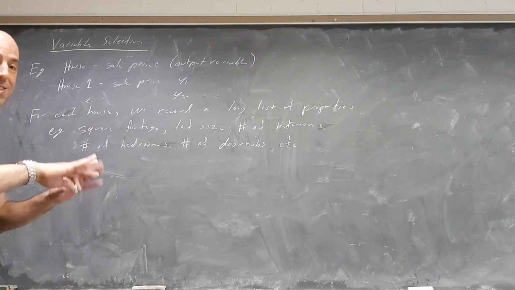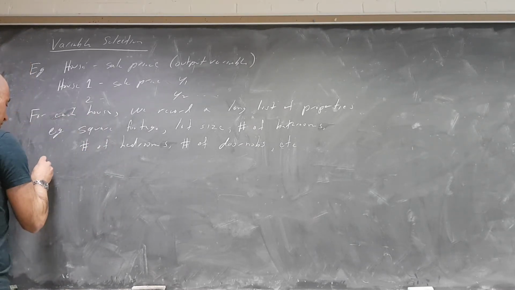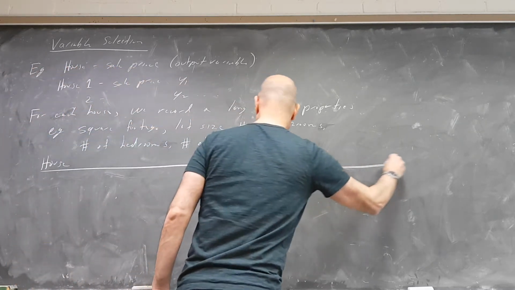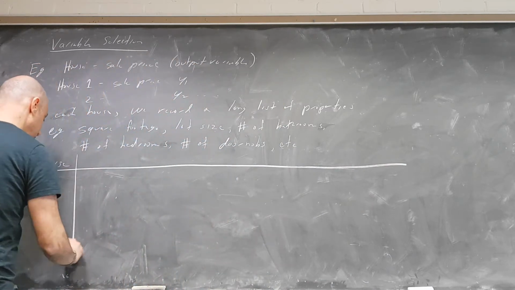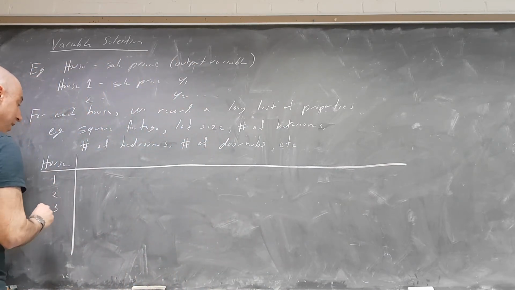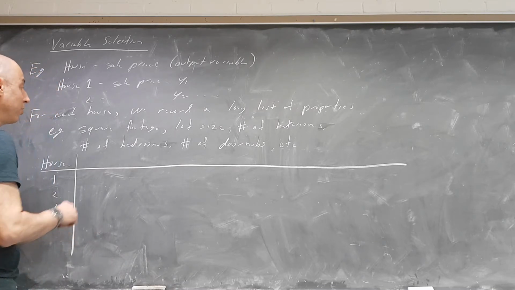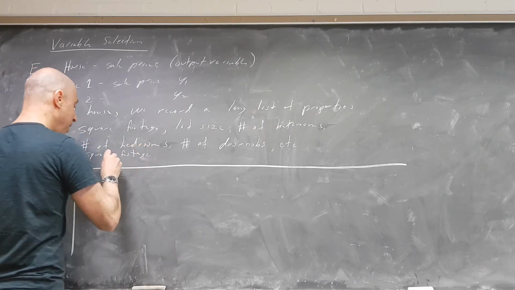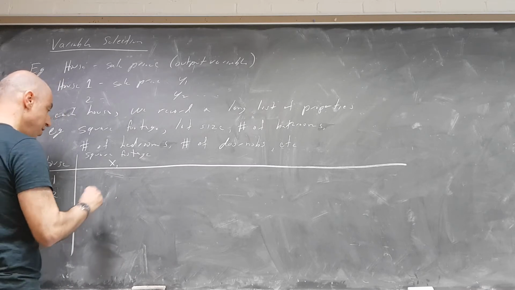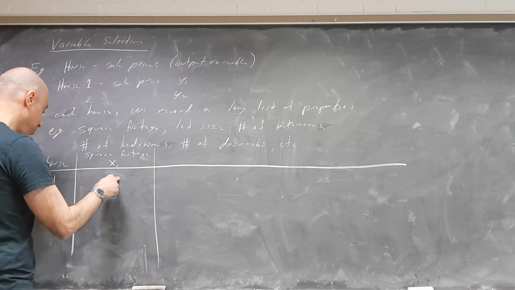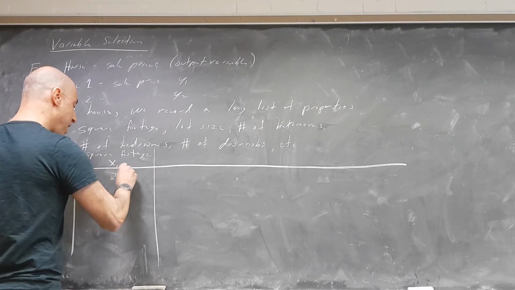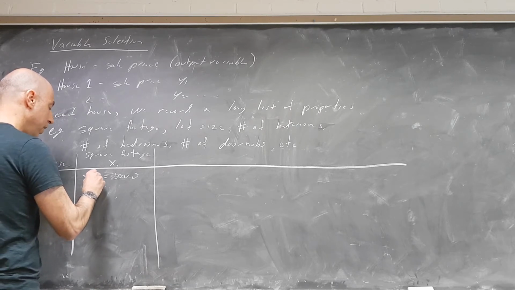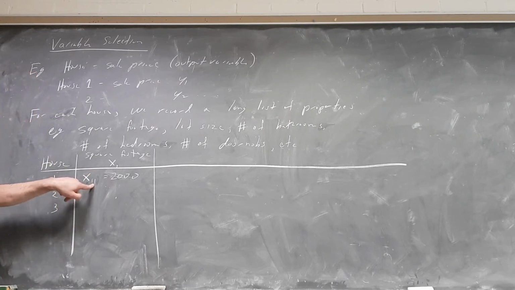So we can put all this data into a really big chart. So house 1, house 2, house 3, and maybe we'll call square footage our variable x1. So if the square footage of the first house is 2,000 square feet, that's going to be x11. First house, first variable.